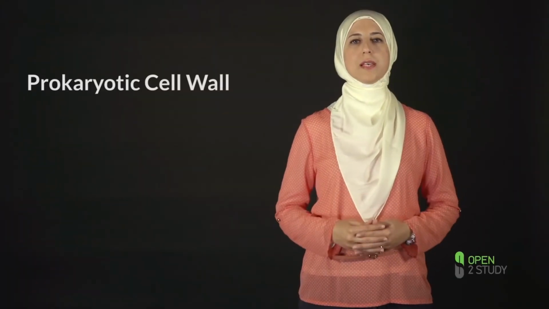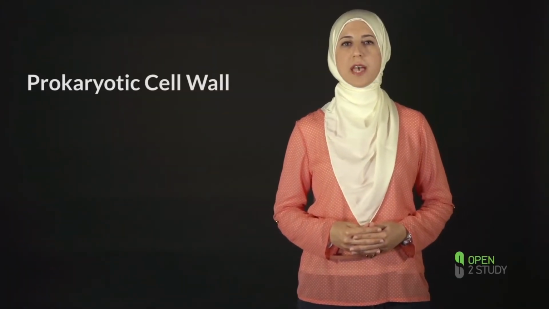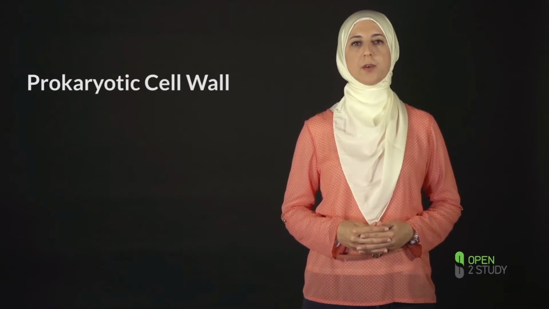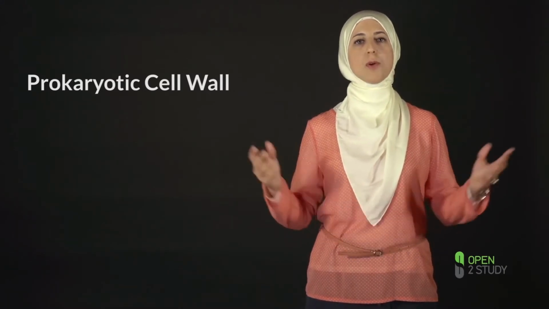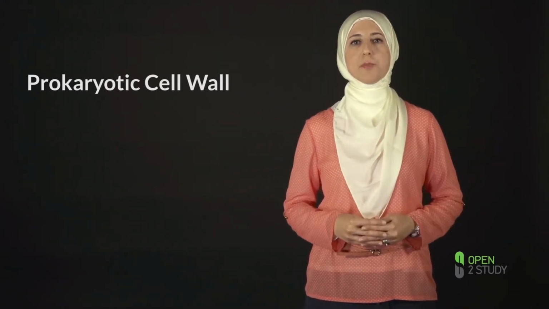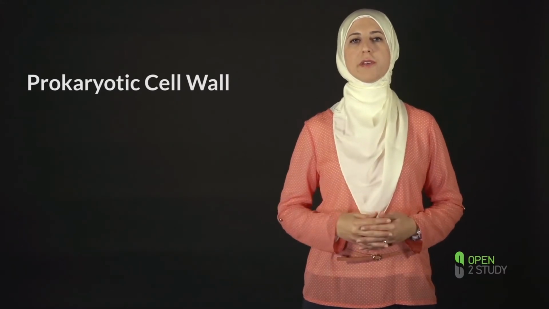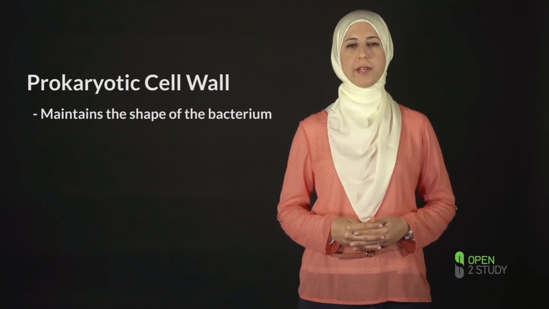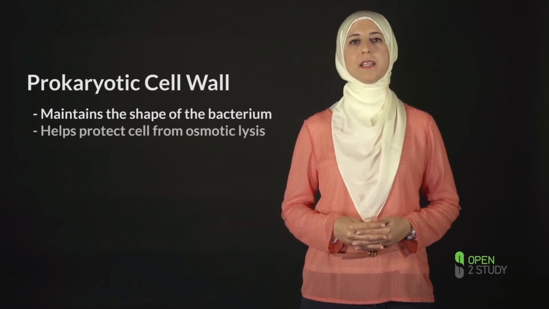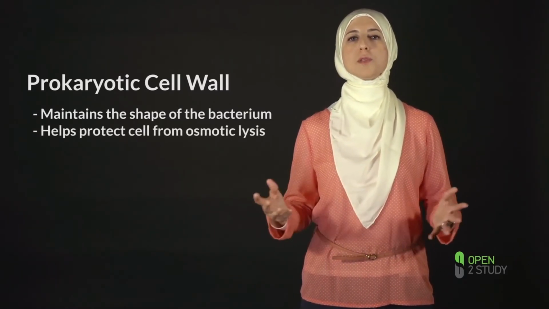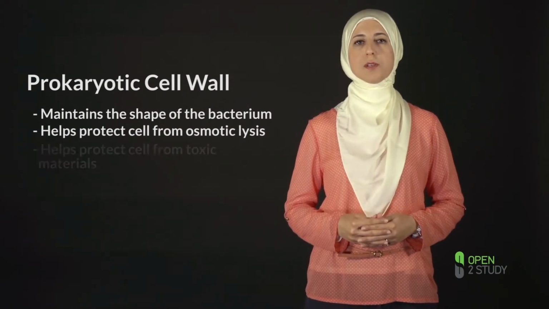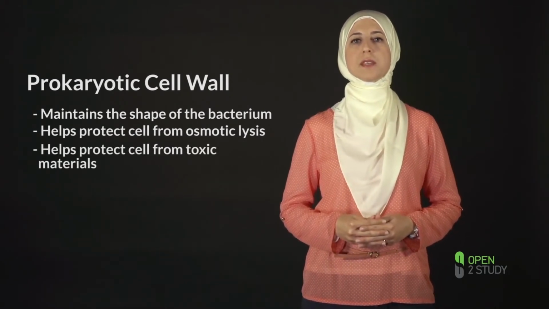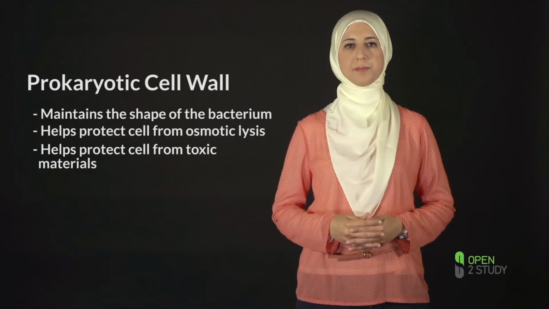The cell wall is a rigid layer that lies just outside the plasma membrane. You can imagine this layer as the walls of a room. It's a very important structure for the following reasons. First, it maintains the shape of the bacterium. Second, it helps protect the cell from osmotic lysis. Also, it helps protect the cell from toxic material.